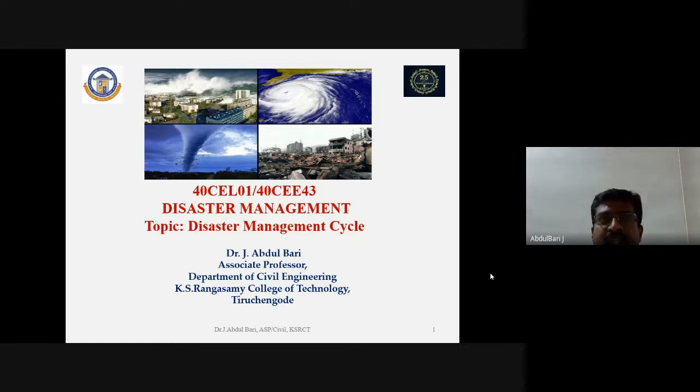various types of disaster, that is natural disasters as well as man-made disasters, and what is meant by vulnerability and the various levels of vulnerability and hazards. What are the major hazards, that is man-made hazards as well as natural hazards. All this we have seen in the previous classes, and we have also looked at the disaster management plan.